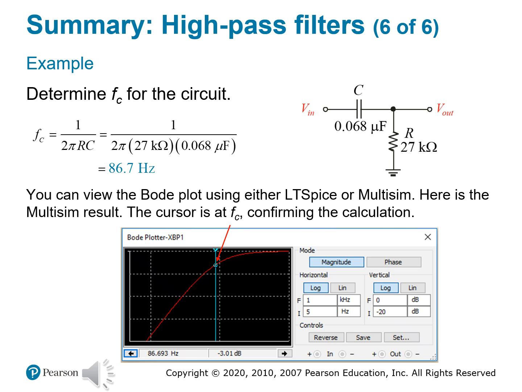So take a look at this RC high pass filter. We've got a 0.068 microfarad capacitor and a 27 kilo ohm resistor. Don't forget our trusty formulas, right?